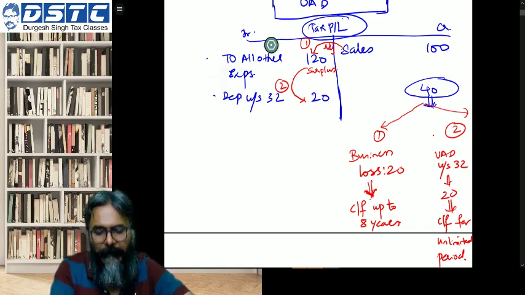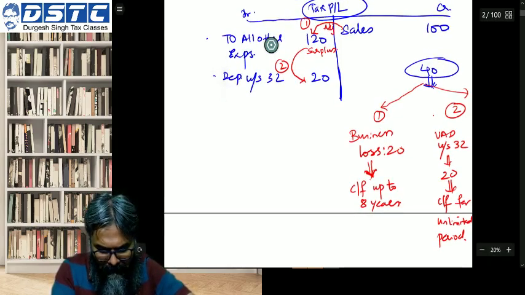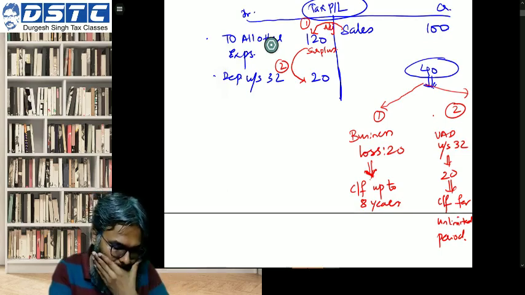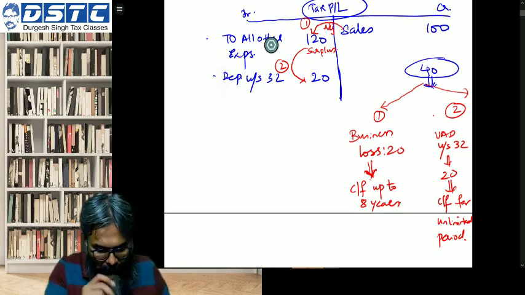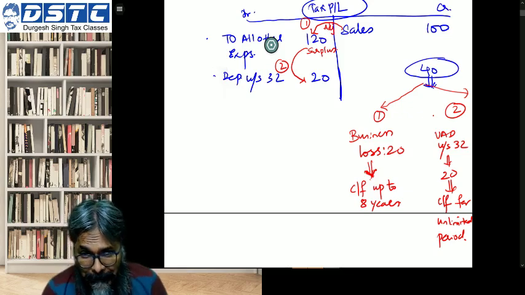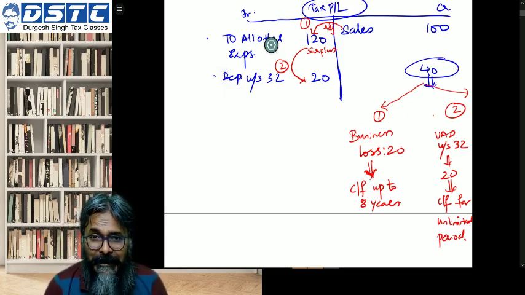Did you all get this one? All of you? Prasad? And first of all, happy Onam to all of you students. Onam festival is being celebrated.